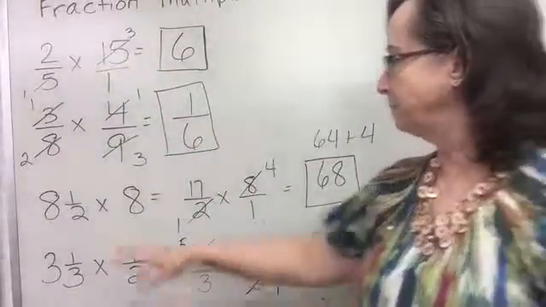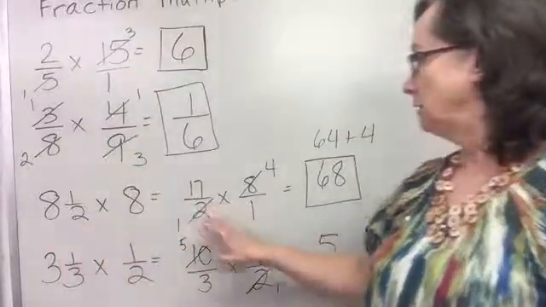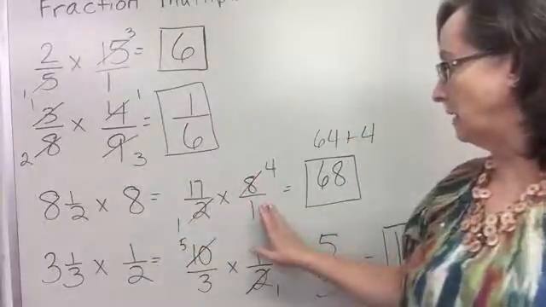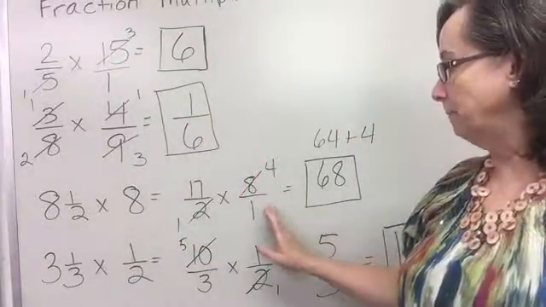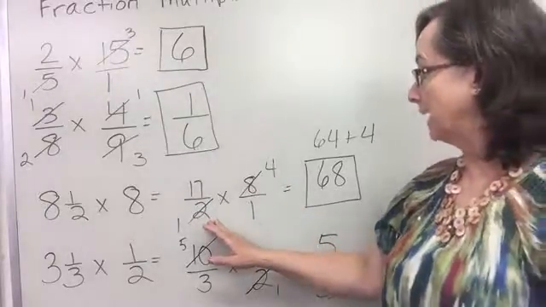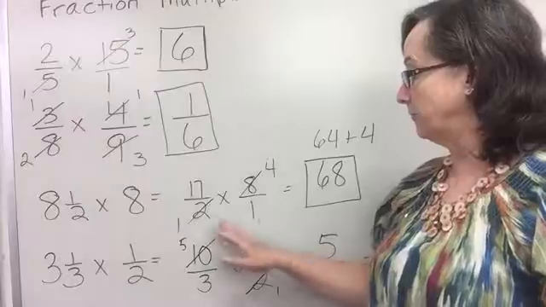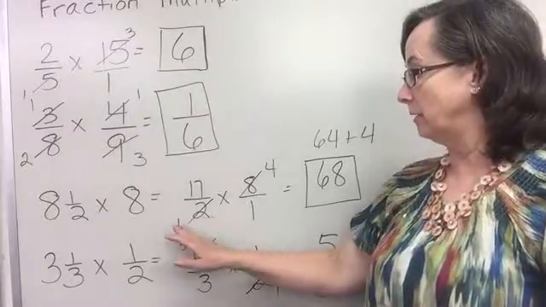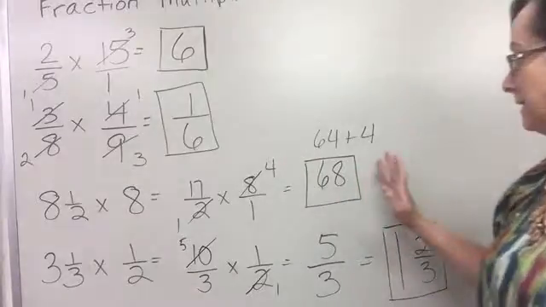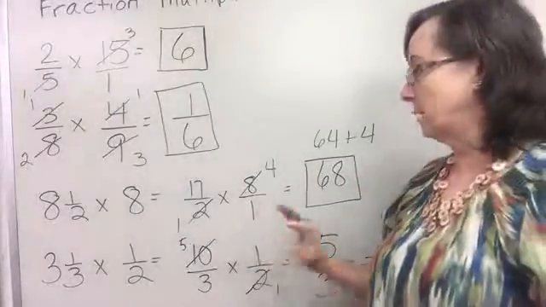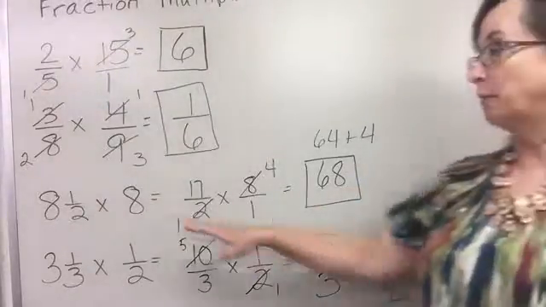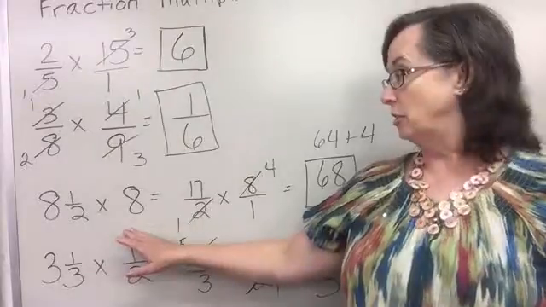The next one, we have 8 1/2 turns into 17/2. And 8 turns into 8/1. And then the 8 and the 2 both have a 2. So we can cancel out a 2 out of the 8 to get a 4. Divide a 2 out of the 2 to get a 1. 17 times 4 is 68. And 1 times 1 is 1. So we have a 1 in the denominator. 68 is the answer.